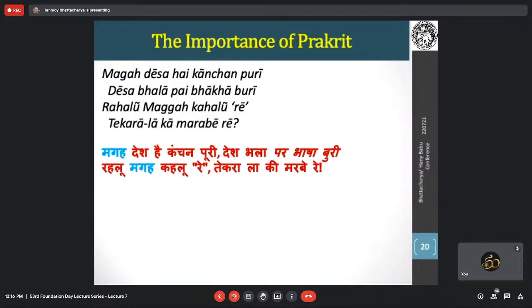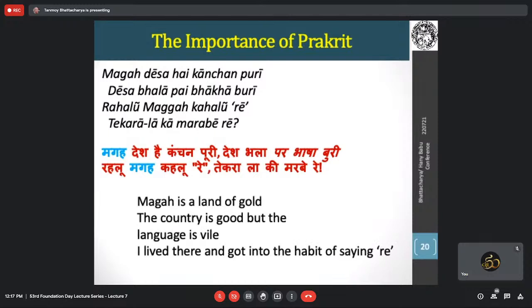So this is a very interesting couplet. And here the importance of the Eastern languages could not be ignored, as it became the dominant language of the North. Here is the translation for those who won't get it. Magadha is a land of gold. The country is good, but the language is vile, quote unquote. I lived there and got into the habit of saying re.